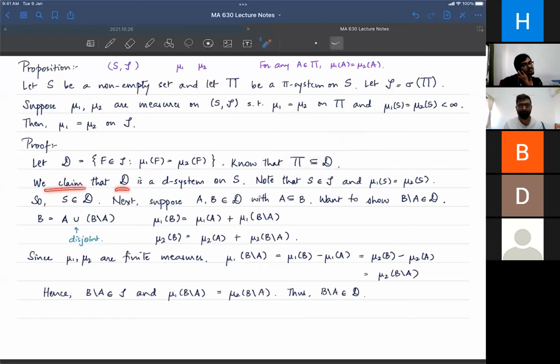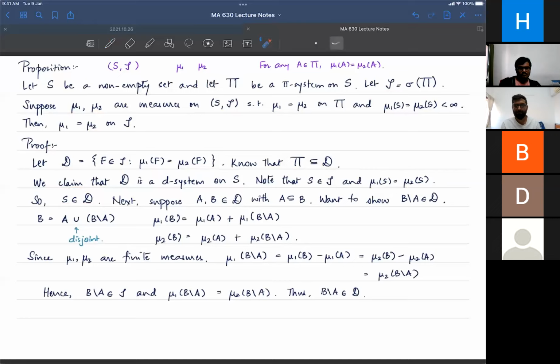We claim that D is a D system on S. All right. So again, to check that script D is a D system, what should you do? You should check three things, right? So first is, I claim that the whole space is in D. This is easy to see, right? Because the whole space is definitely measurable, and mu1 of S and mu2 of S are the same. So the whole space is an example of a measurable set for which mu1 and mu2 agree. So the whole space belongs to D.